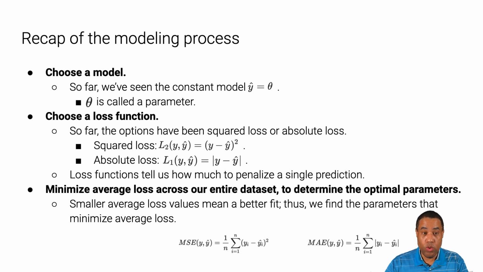And similarly with the mean absolute error function, we're taking our absolute function and applying that across all of the values and the predictions in our data set and taking the average. And by doing that, we'll be able to determine the best optimal parameters to get the best fit for our model. So smaller average loss values will mean a better fit and give us those parameters that we're looking for to minimize the average loss.